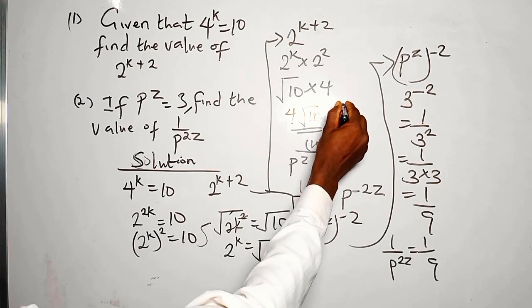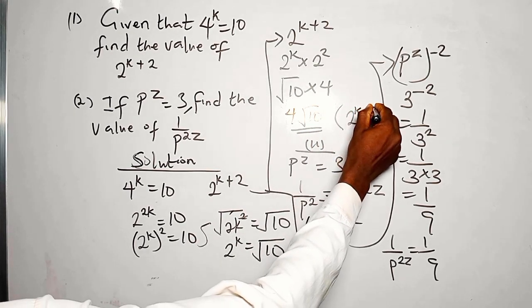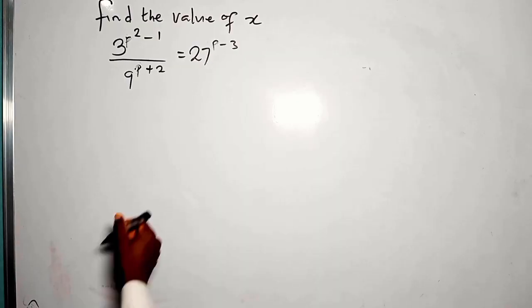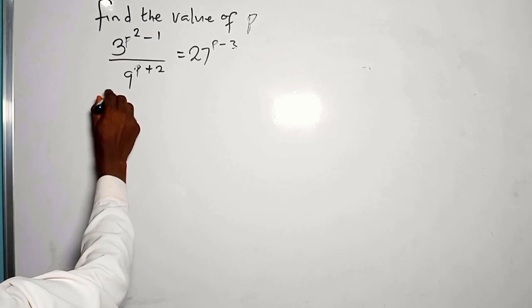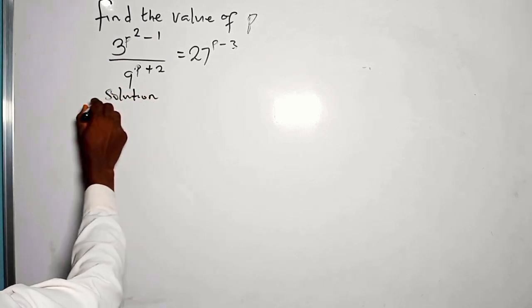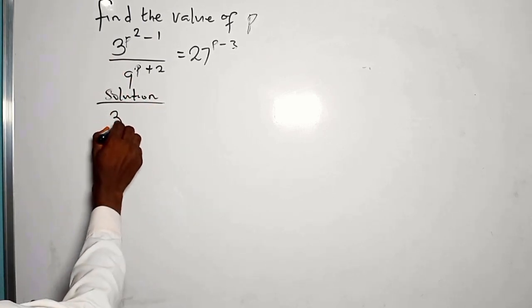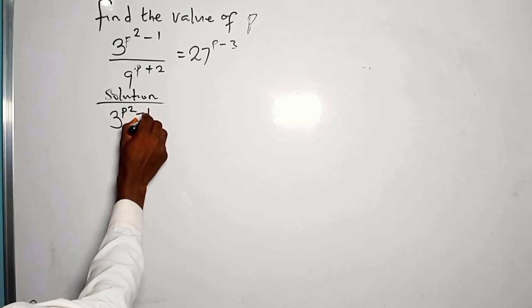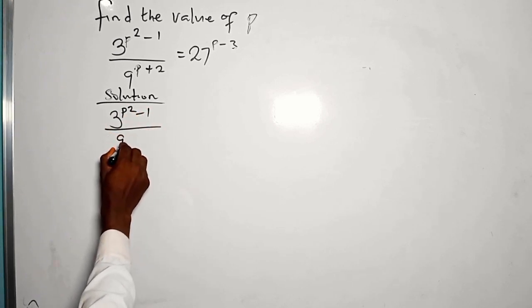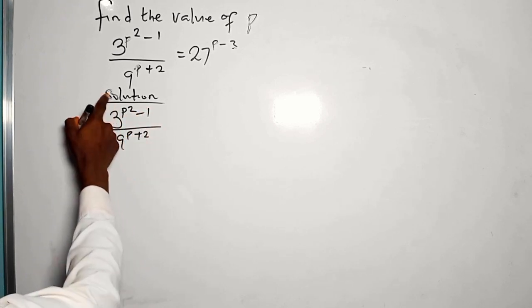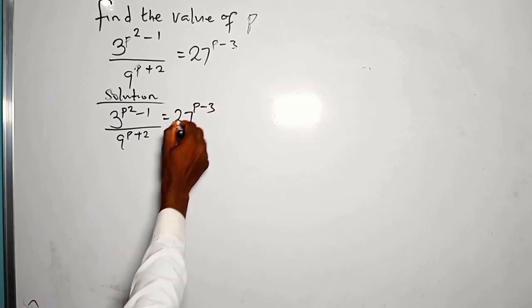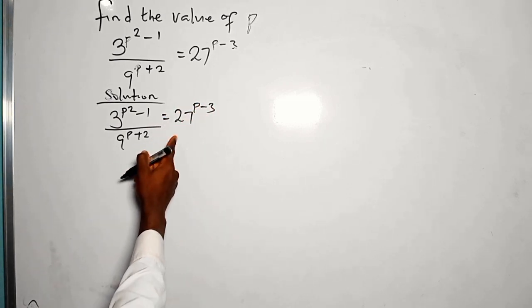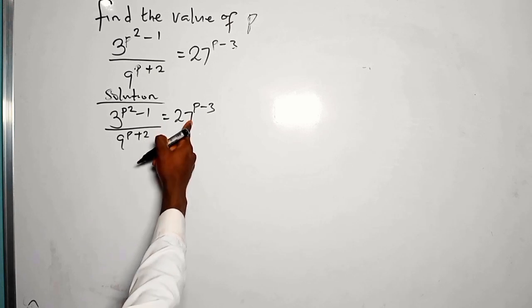And the value of the first one equals 4 root 10. We stand for this the value of p in this equation. So we have the solution. From here we have 3 raised to power p squared minus 1 divide 9 raised to power p plus 2, equals 27 raised to power p minus 3. So when we look at this, because of the equal sign, we can cross multiply.